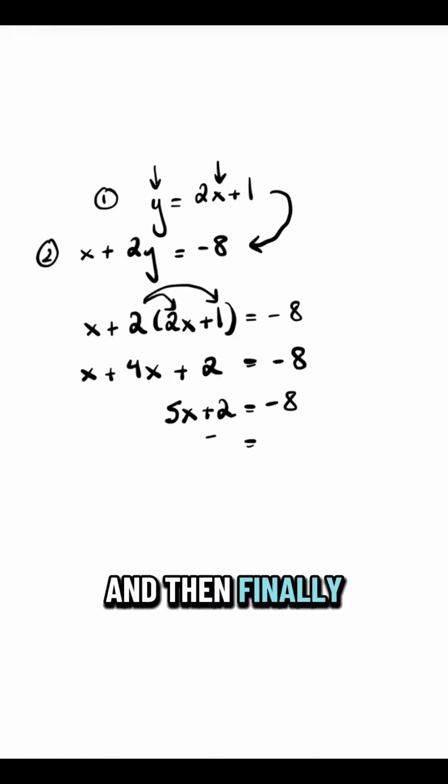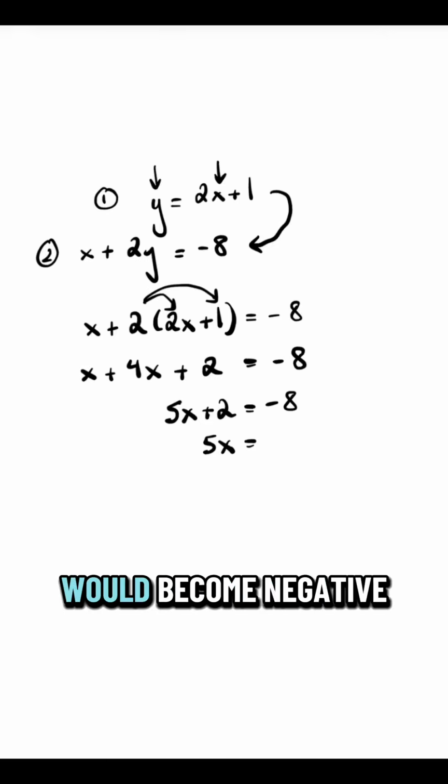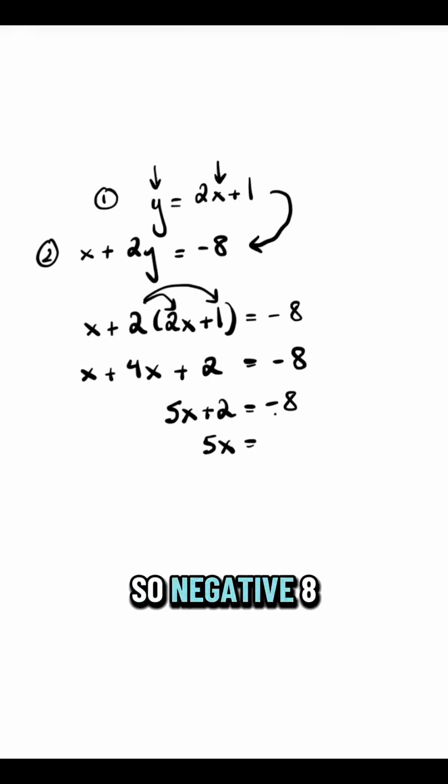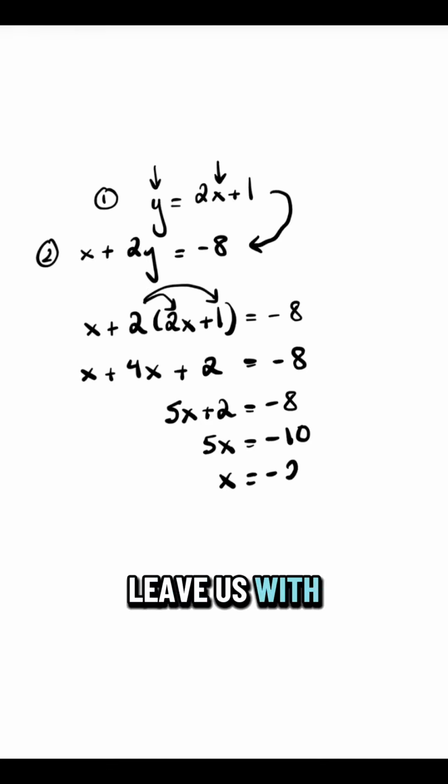And then finally, we're going to just send over that 2 to the other side. So -8 would become, the plus 2 would become -2. So -8 minus 2 would be -10. And then finally, to get rid of that 5 on one side, we're going to divide that by 5 on the other side. So that would leave us with -2. So our x there is -2.